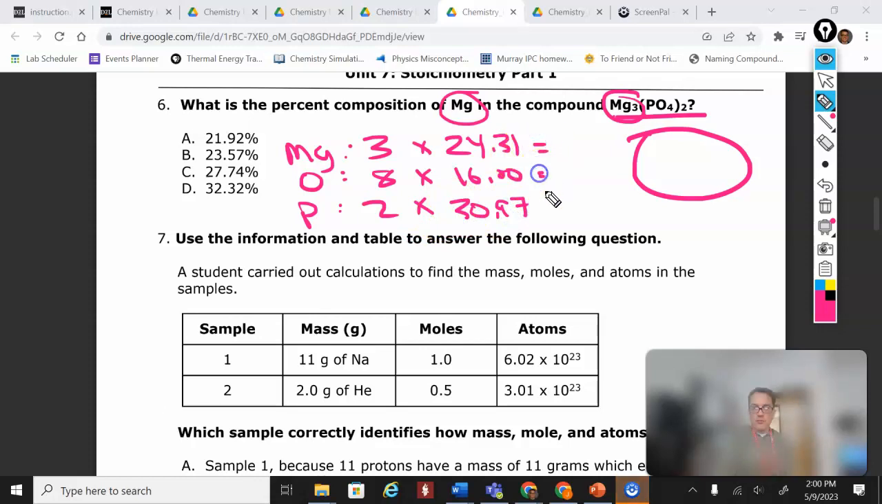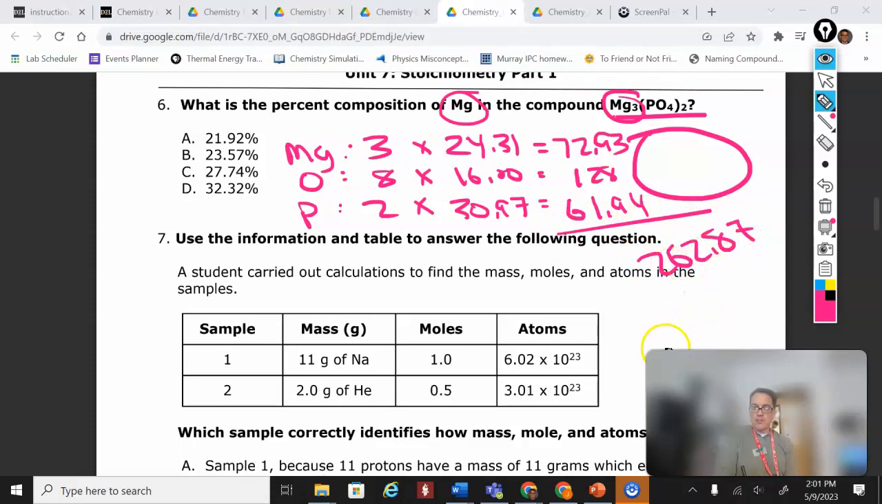We get answers for each of these, because again, I'm trying to find out how much my whole thing weighs. 3 times 24.31, 72.93. 8 times 16 is 128, and 2 times 30.97 is 61.94. I want to add all those together. It's going to give me 262.87. So this is my total.